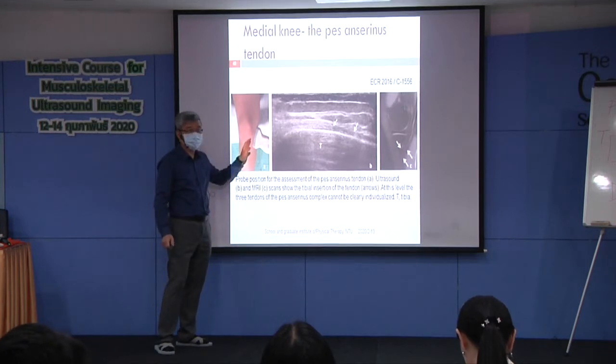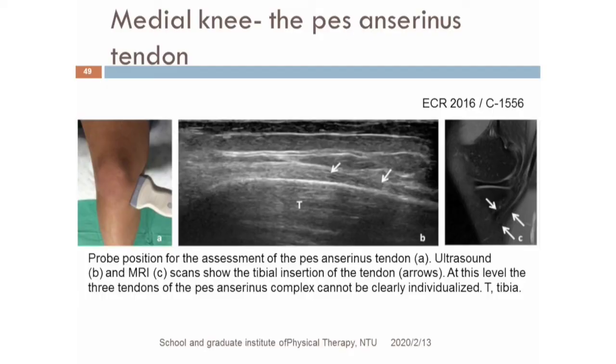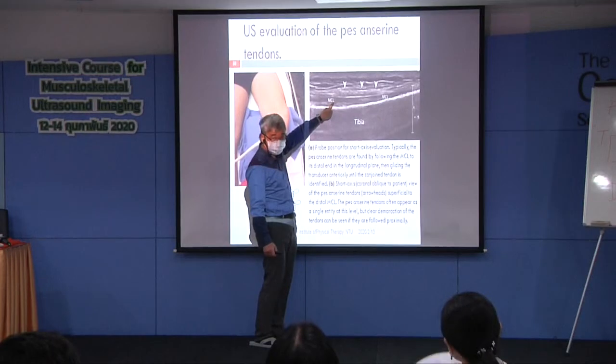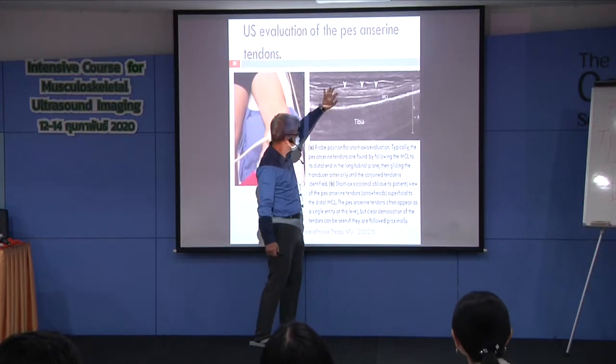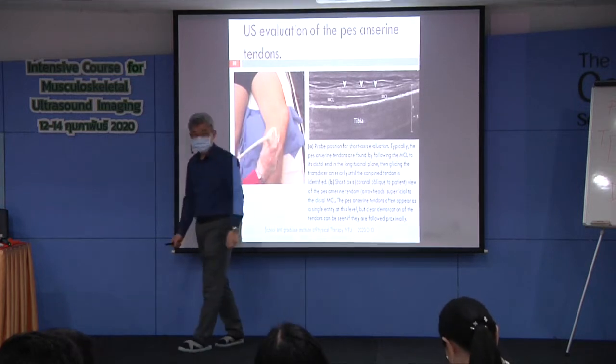Find the medial collateral ligament and move posteriorly, and you can get the pes anserinus. There are two layer structures. The deep one is the medial collateral ligament, the superficial layer. The superficial one is the tendon of the pes anserinus.